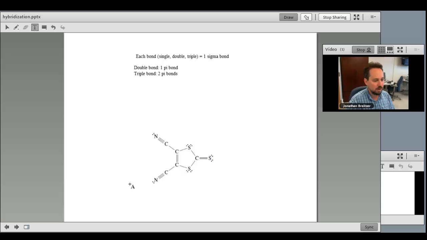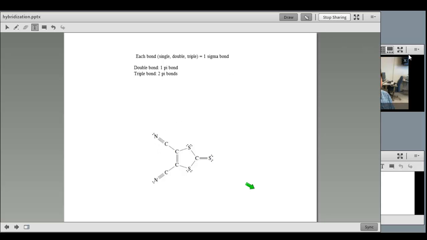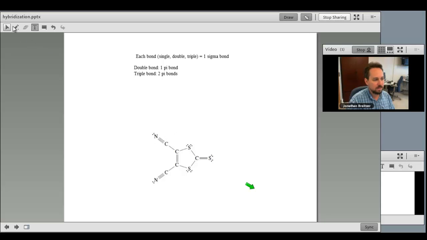So let's count them in this little molecule here. We first count the sigma bonds. So count with me with the little green arrow here. Count around the ring first, it's easier. 1, 2, 3, 4, 5, and then off the ring 6, 7, 8, 9, 10. That's the number of sigma bonds. There are 10 sigma bonds in this molecule. Now we'll count the pi bonds. The big double bond counts as 2 pi bonds, so that's 2. There's 4.